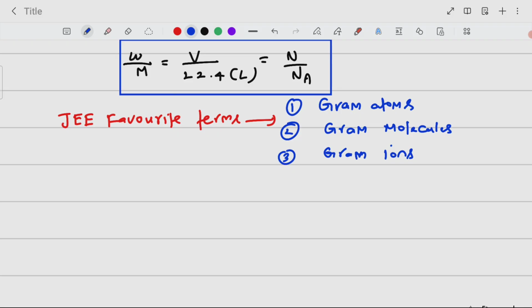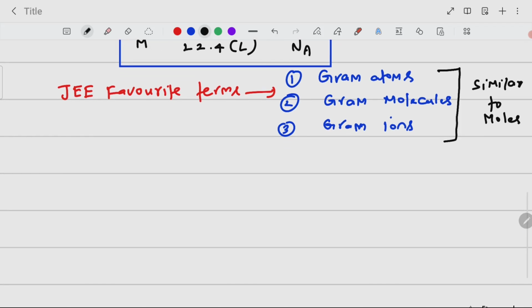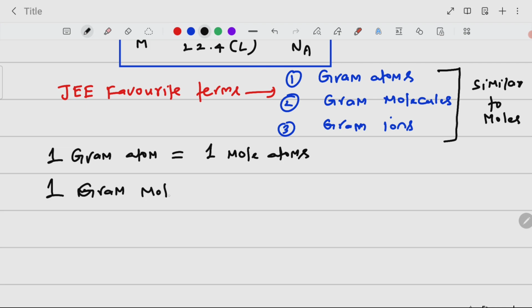Let us see here. But the simple hack is that all these three terms are similar to moles. Meaning, here I can write: 1 gram atom is nothing but 1 mole of atoms. 1 gram molecule is also referred to as 1 mole of molecules.